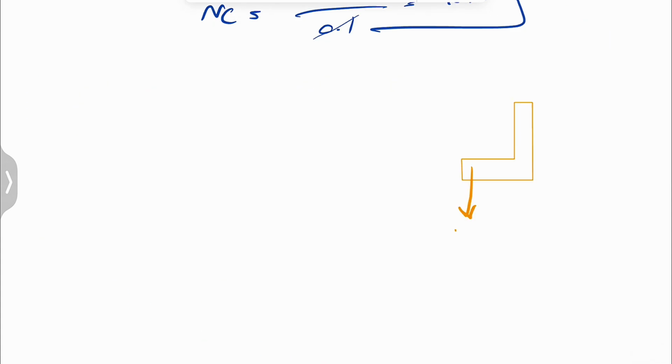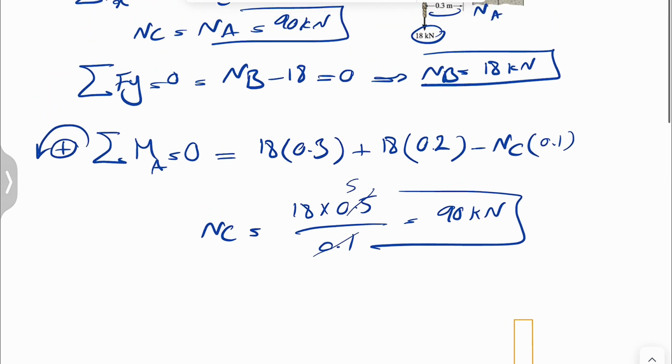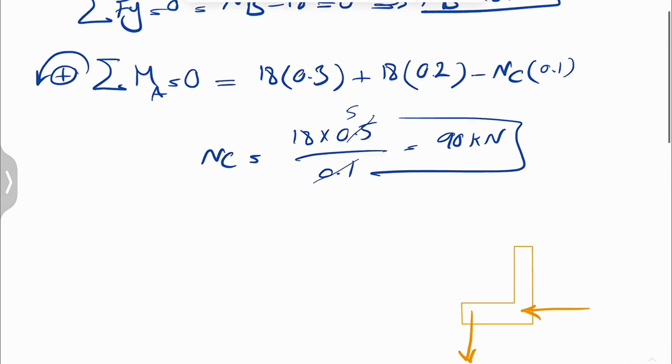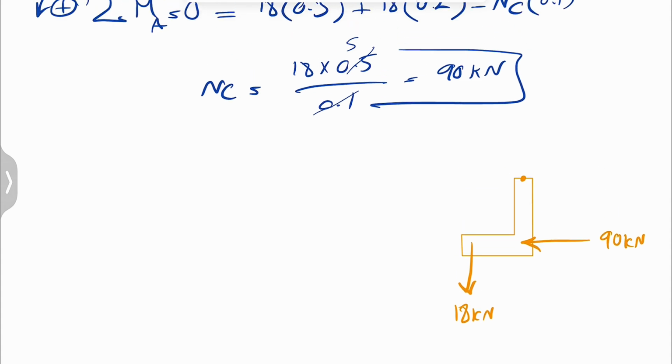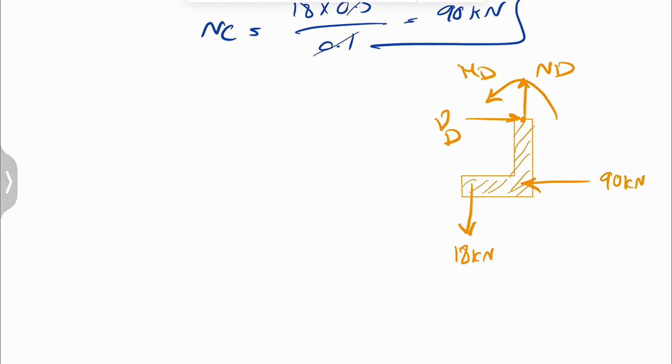All right, so we have the 18 kilonewton on this side. We have NA on the right side of it. We figured NA is 90, so 90 kilonewtons. And here we're going to show all the reactions that we have at D. So we consider one normal force, ND, one shearing force VD, and one bending moment.